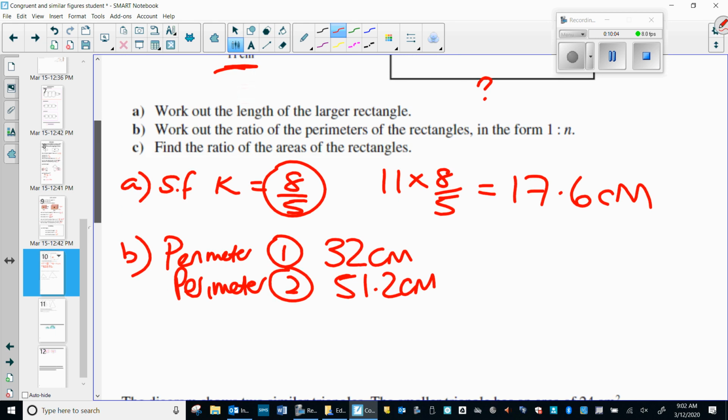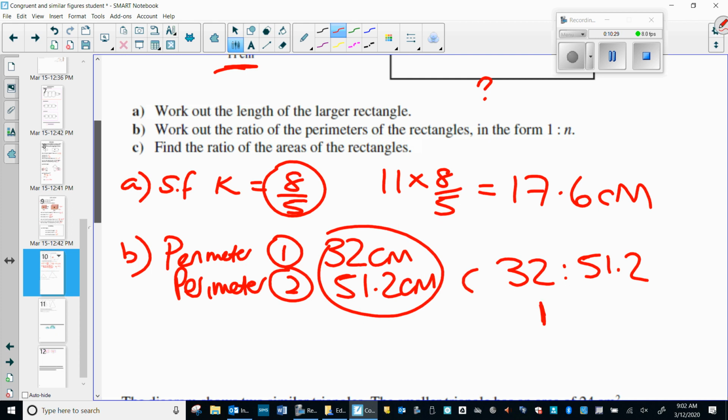Now we need to write that in the form 1 to n. So what are we going to do here? I would suggest first of all writing it as a ratio. So I would probably write 32 to 51.2. But you then have to reduce this to be a 1, and we do that by dividing by 32. Exactly as Jodie said, we would do this divided by 32. And what do we get? 51.2 divided by 32 is 1.6.